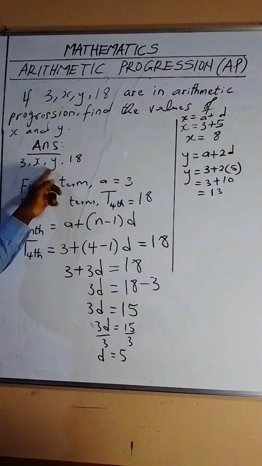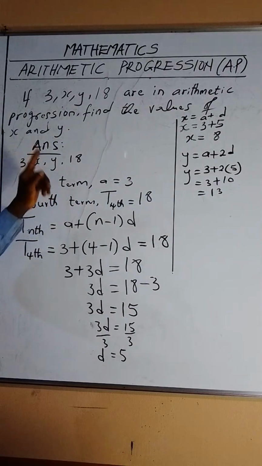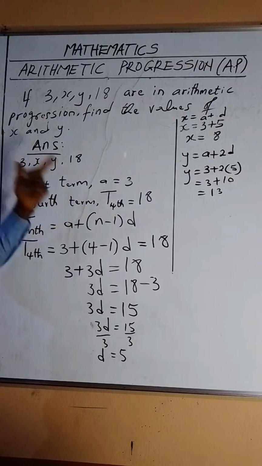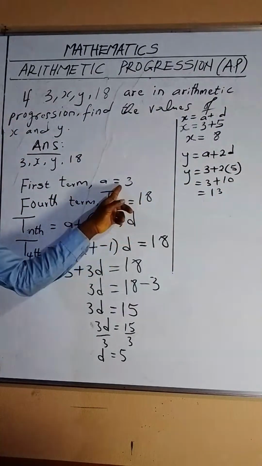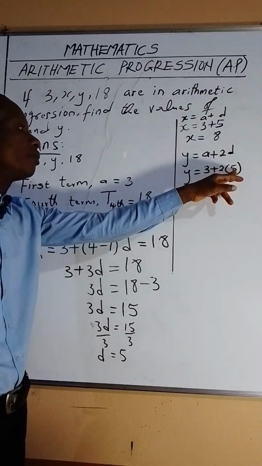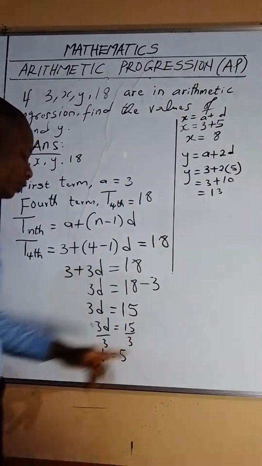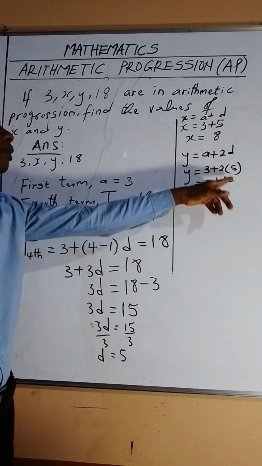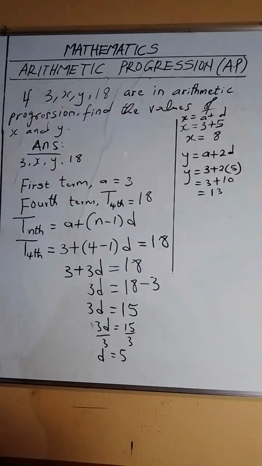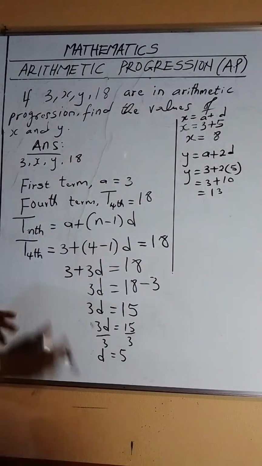Then the next one is y. Y is 3 plus 2d. That's a plus 2d. A is already 3 here. Then 2 times 5, because d is 5. So 3 plus 10, then we can add up. That gives us 13. So that is the solution. I hope this is clarified. This is exactly what we have for the start of today's class.